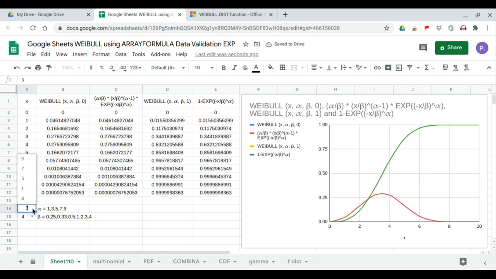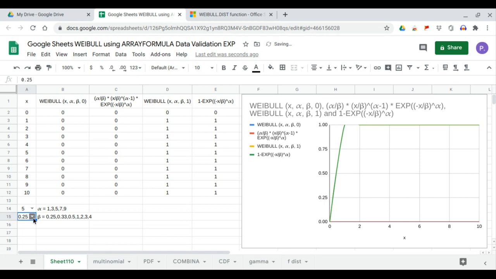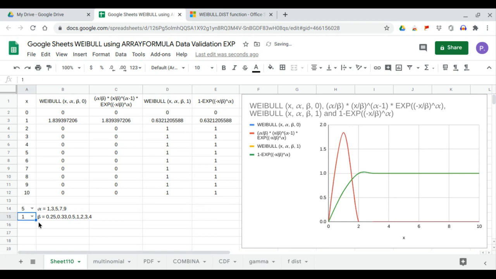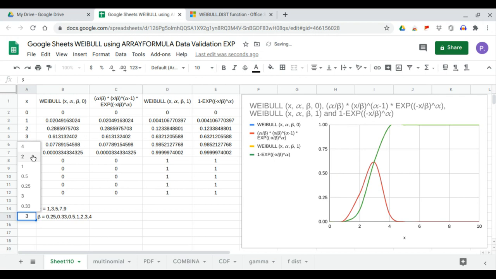So we go to 5. We're going to start with 0.25, less than 1, because nothing shows up. But if our scale is 1, something shows up. 2, then 3, and 4.